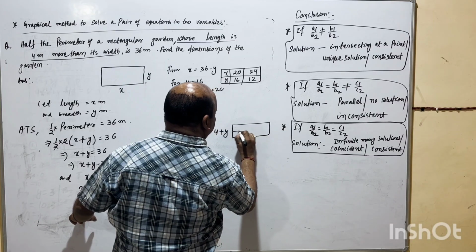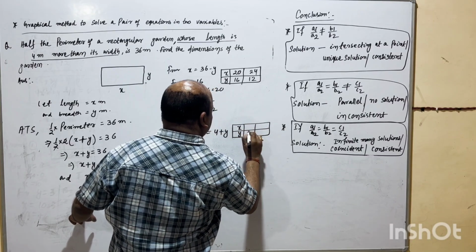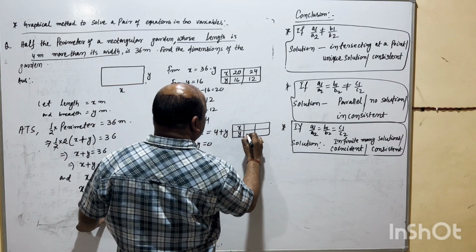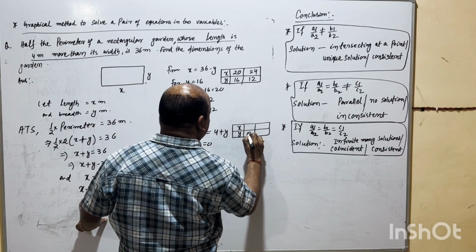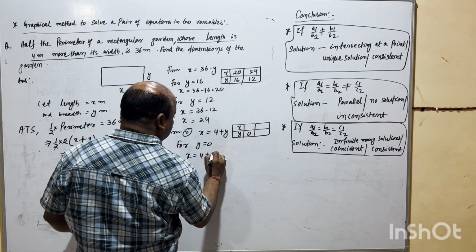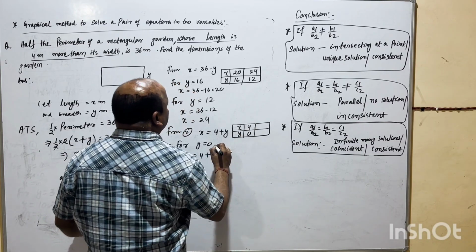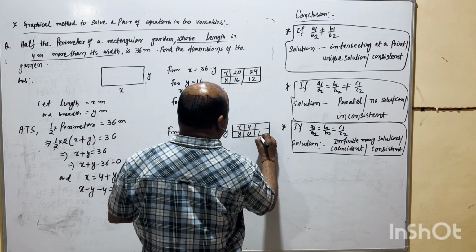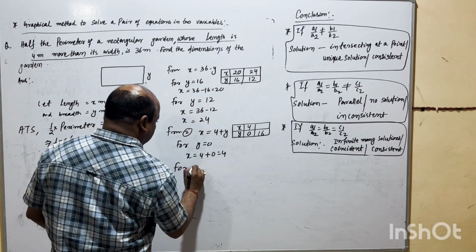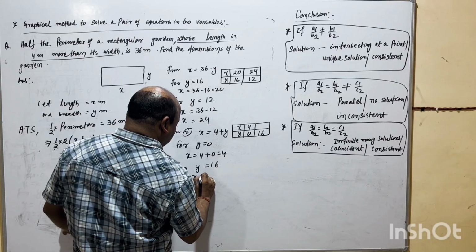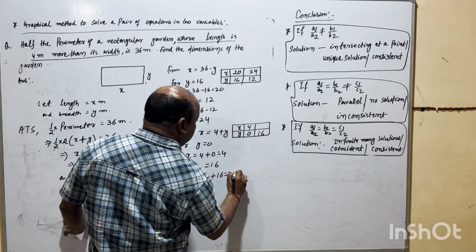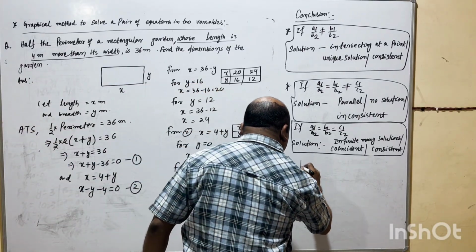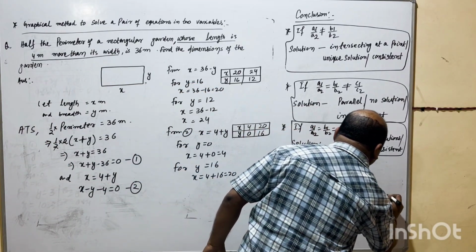Now from 2, x is equal to 4 plus y. Draw a table to get the values of x and y. For y equal to 0, x is equal to 4 plus 0, that means 4. Suppose I take y equal to 16. For y equal to 16, x is equal to 4 plus 16, it is 20. Okay, so draw this pair of linear equations in two variables by the graphical method.